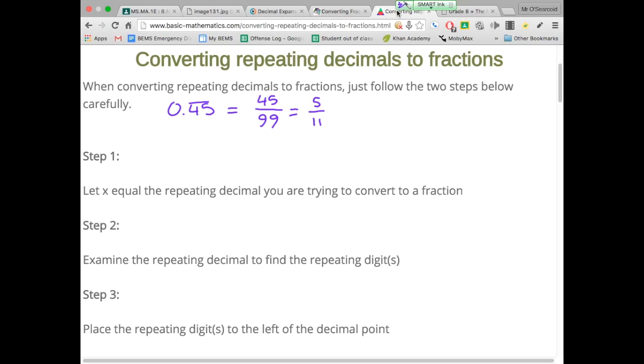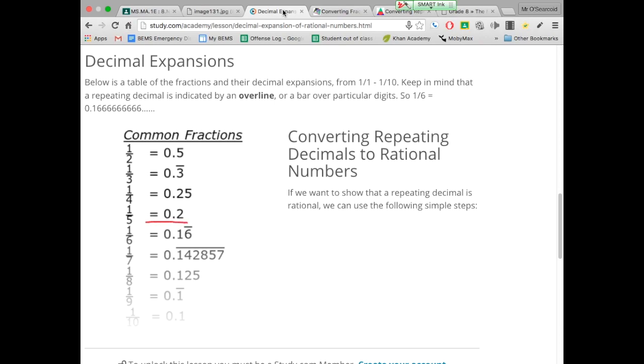There is, however, a major problem. What do we do if we have a decimal expansion where not everything after the decimal point repeats? 0.16 repeating is a perfect example. Let x equal 0.16 repeating. There is one digit repeating. Therefore, multiply times that power of 10. So 10 times x is equal to, move the decimal one space, 1.6 and a 6 repeating.